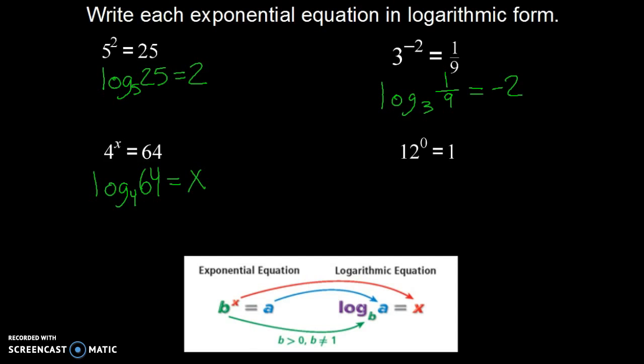Last one, we have 12 to the 0 equals 1. Well, our base is that 12, so we have log base 12 of, the given value on the other side is 1, equals 0. Right, so log base 12 of 1 equals 0.